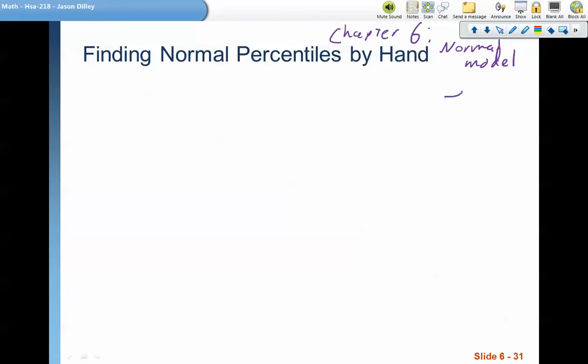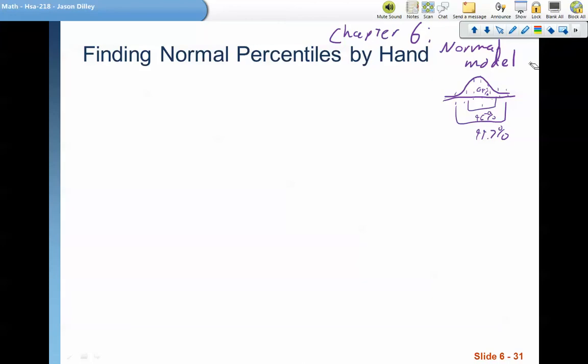So in the last video, we learned about how on a normal model, we've got the center and we've got these standard deviations that go out. And that the general rule is that within one standard deviation, it's 68%. Within two standard deviations, it's 95%. And within three standard deviations, it's 99.7%. So we answered some questions that were exactly 1, 2, or 3 standard deviations away.